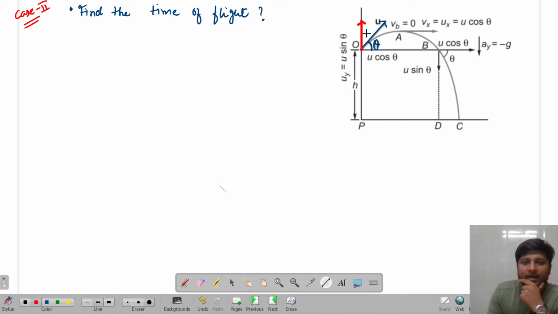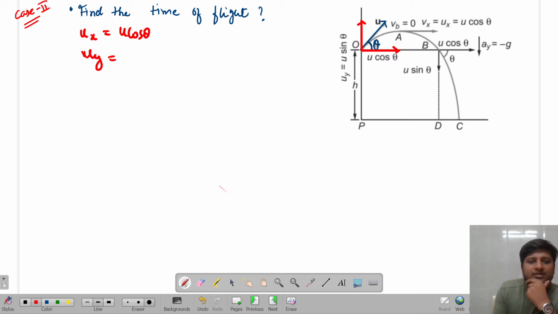So look over here, you have two velocities. One, ux, that is equal to how much? U cos theta. Again, how many times will I have to write here? U cos theta. One, the vertical initial velocity, uy, that is equal to how much? U sin theta. So you know your initial horizontal velocity and initial vertical velocity. Both of them you are aware of.